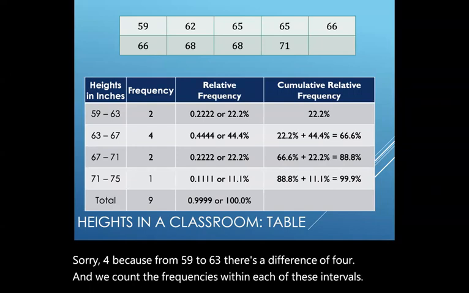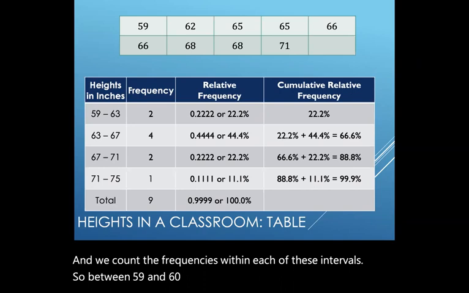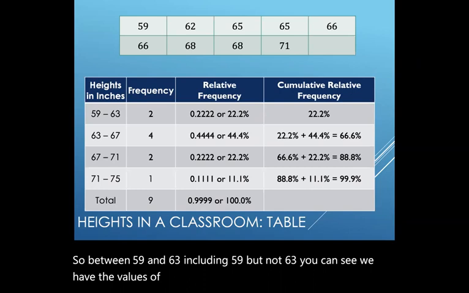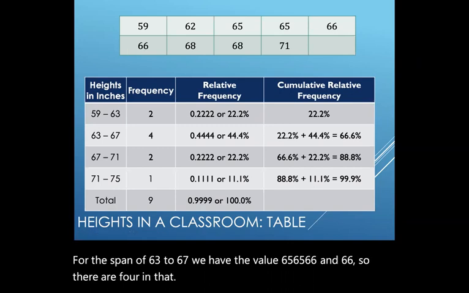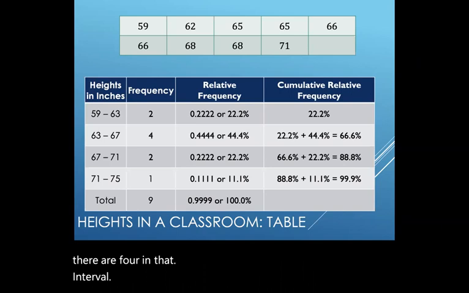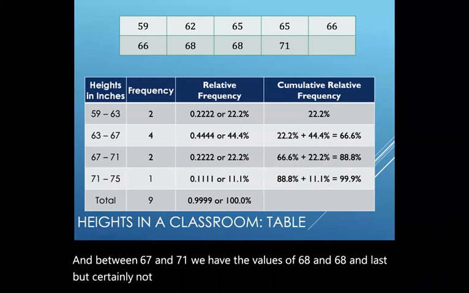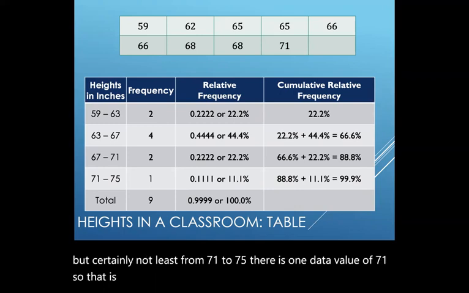So between 59 and 63, including 59, but not 63, you can see we have the values of 59 and 62. So the frequency there is 2. For the span of 63 to 67, we have the values 65, 65, 66, and 66. So there are 4 in that interval. And between 67 and 71, we have the values of 68 and 68. And last but certainly not least, from 71 to 75, there's one data value of 71. So that is where all the frequency counts came from.